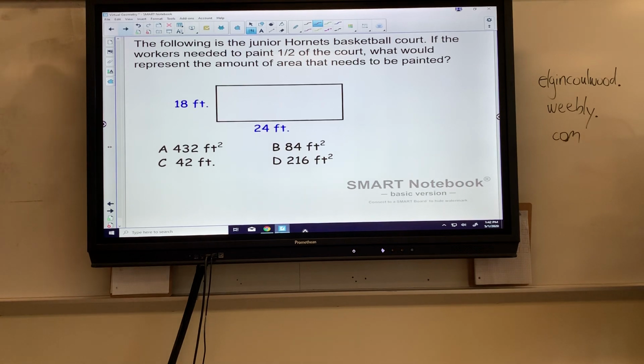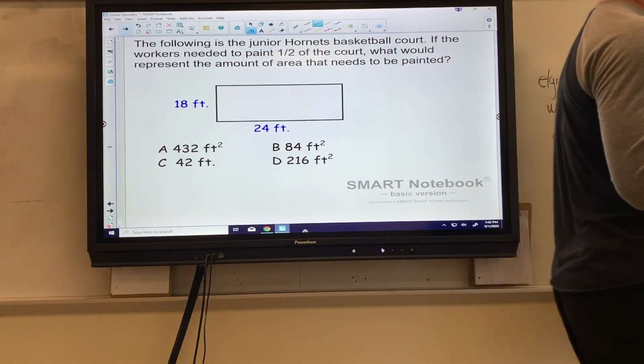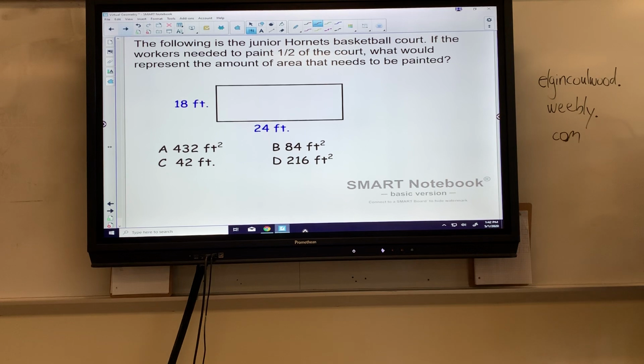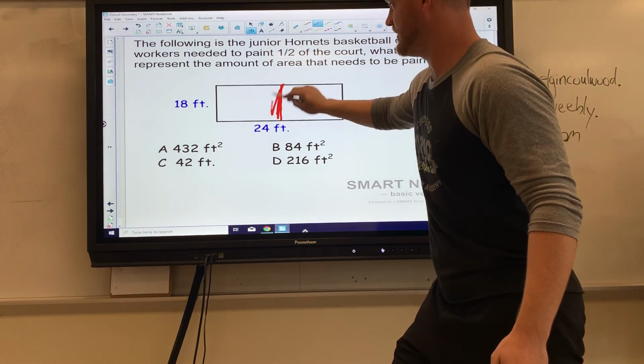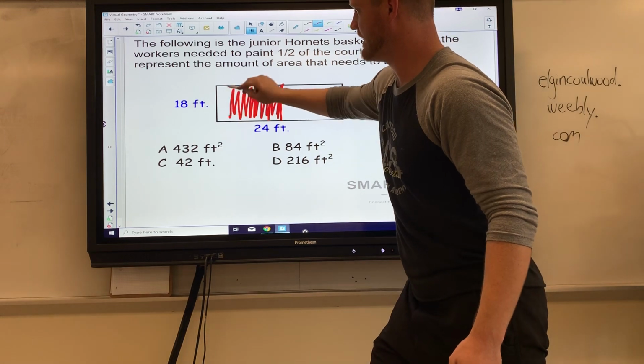Moving on to the next one. A little more involved. We got to read it, got to apply our knowledge. The following is the Junior Hornets basketball court. Again, pause the video if you want to try it before me. If the workers needed to paint 1/2 of the court, what would represent the amount of area that needs to be painted? Multiple ways to do this. We could split it in half multiple ways. Let's split it in half this way first and say they just want to paint this side.